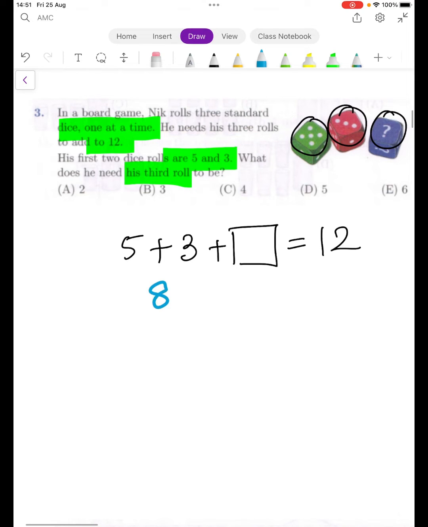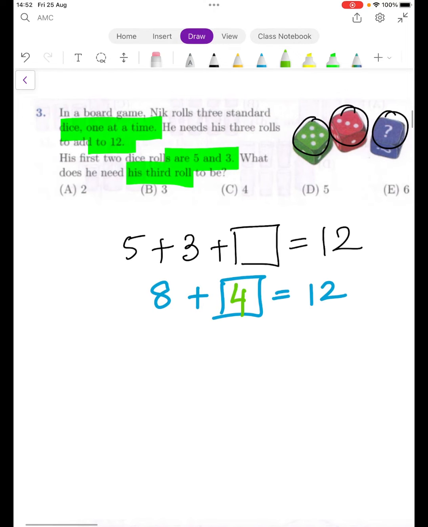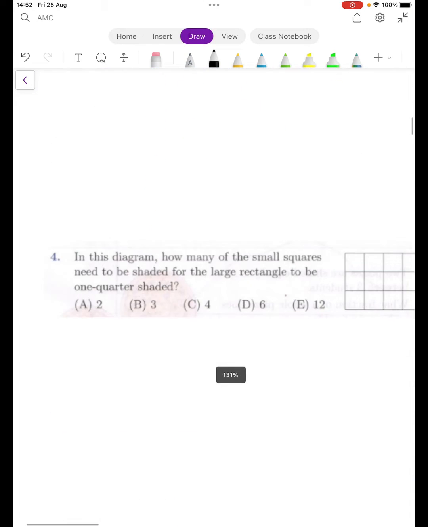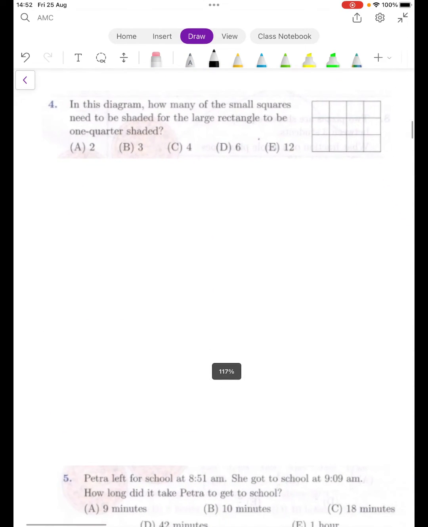Now, of course, it can be done mentally, but I'll just show you the calculation. 5 plus 3 is 8. 8 plus something makes 12, and that answer is 4. So we need a 4 on the last dice to make a total of 12. So our answer is C. That's the correct answer. Let's go forward.